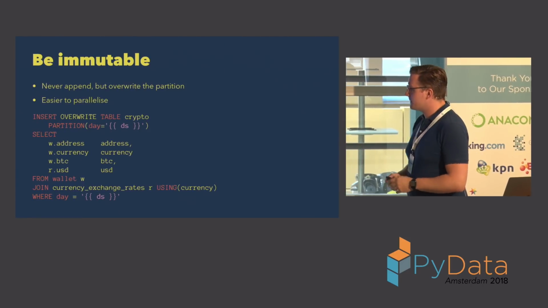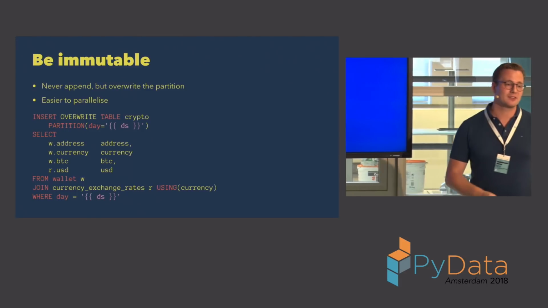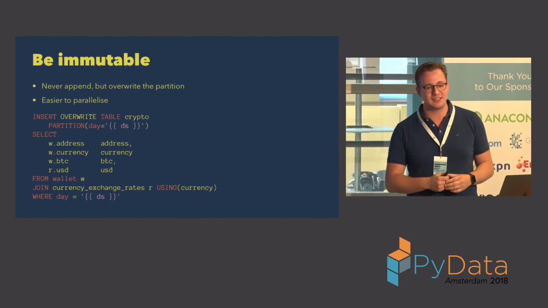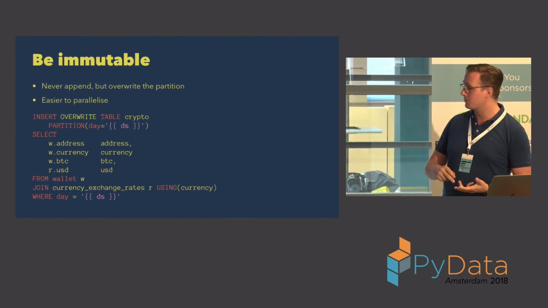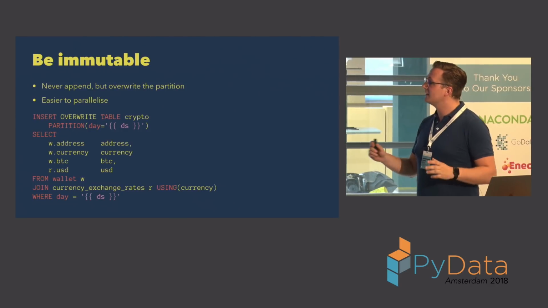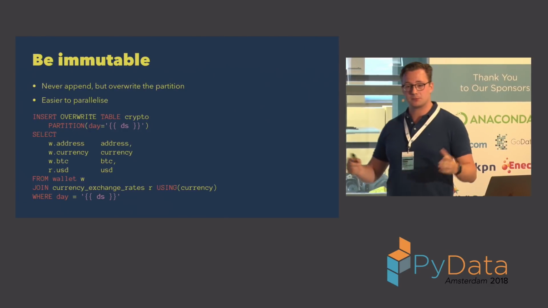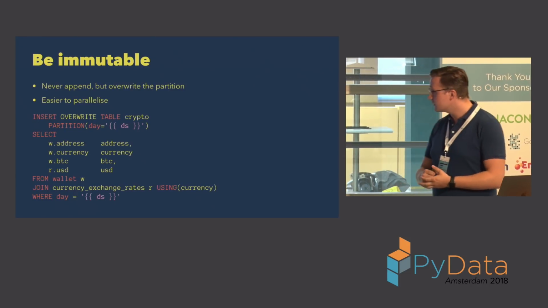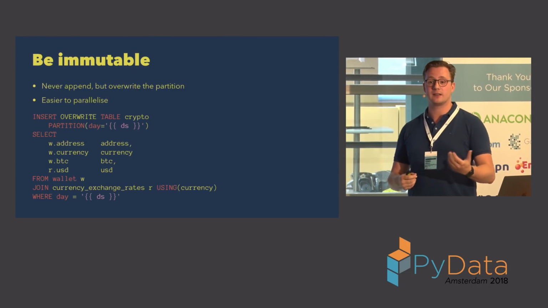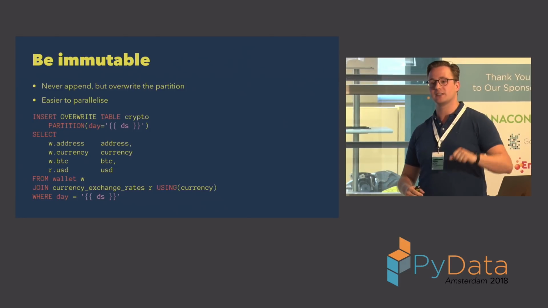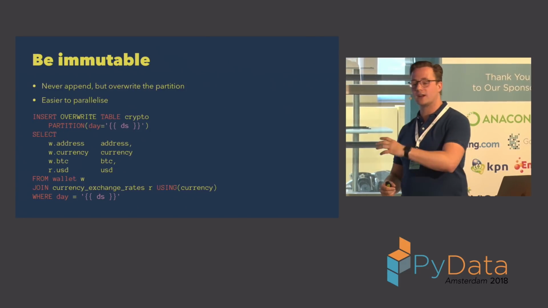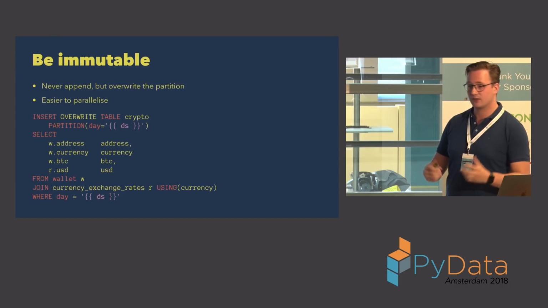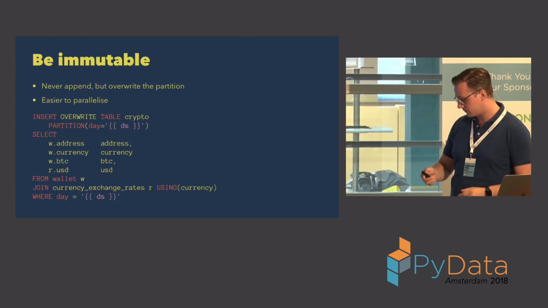What's also important is being immutable. So you should not see any delete operations, insert operations, upsert operations. When you process data for a specific period of time, you should just overwrite the whole partition. So instead of appending additional rows, you should fix the logic and rerun the whole task to just overwrite the whole partition.